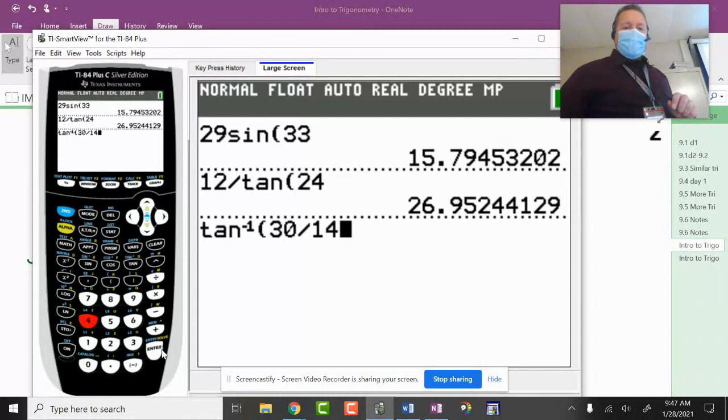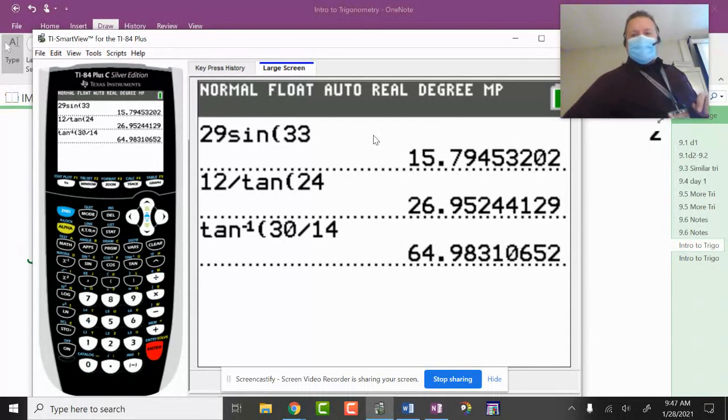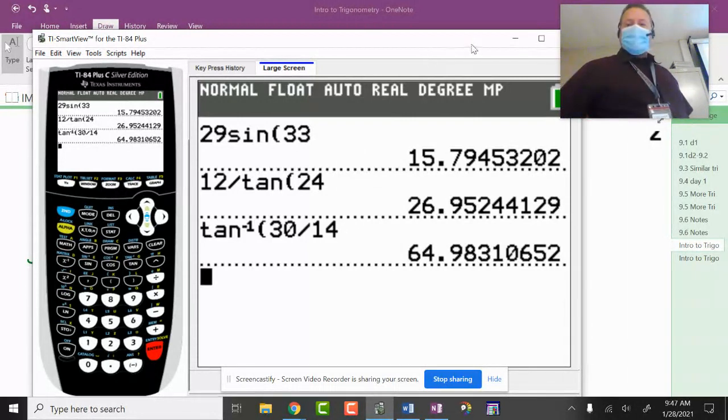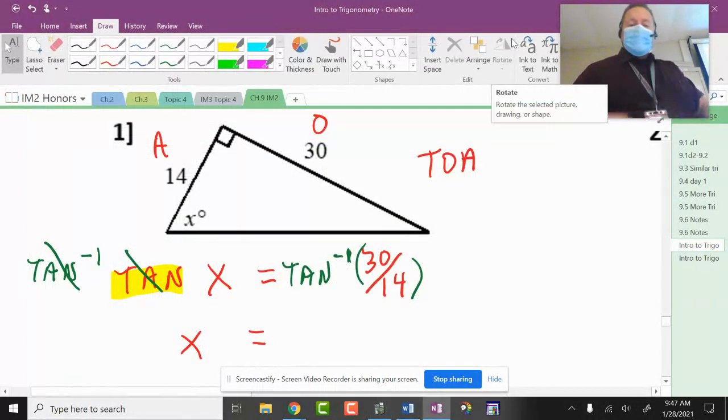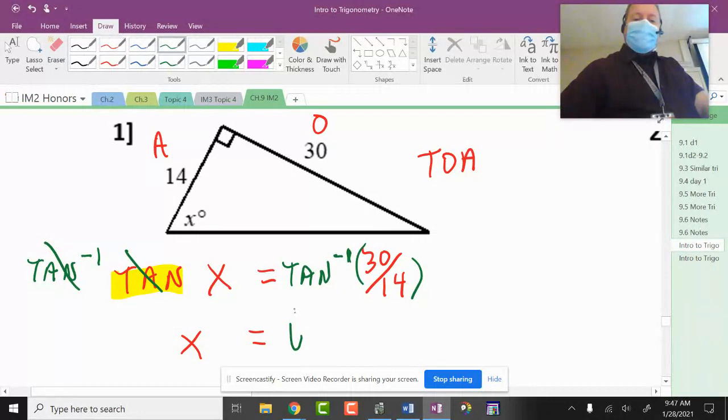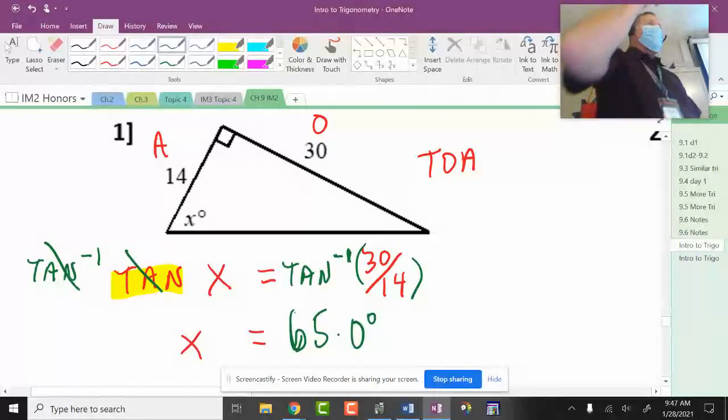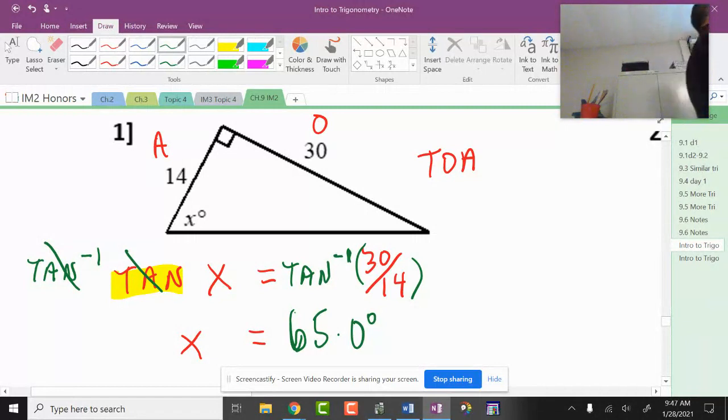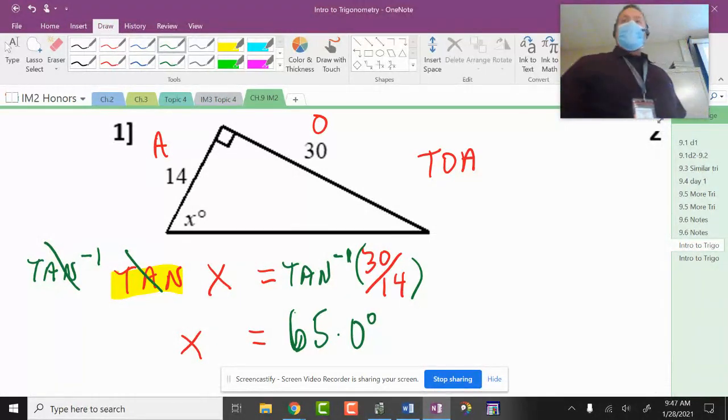And then this is why we need labels. What does that become when we round to the tenth? 65.0. Now we put a degree on that because we tell the teacher we know we found an angle measure. All right. Okay, so that was Evan. We're up to Lauren.